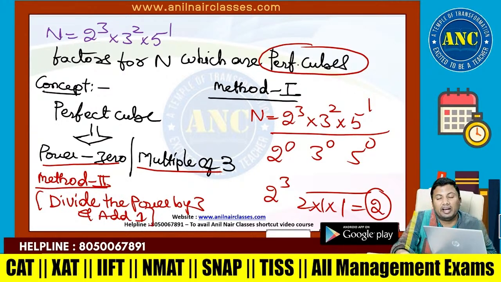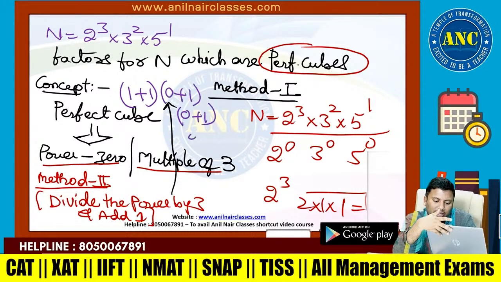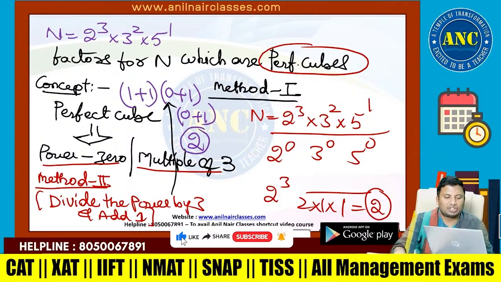Why are we dividing the power by 3? Perfect cube means power should be a multiple of 3. Why are we adding 1? Because anything power 0 is 1, and 1 is a perfect cube. Divide the power by 3 and add 1. So this will become 3 by 3 is 1 plus 1, 2 by 3 is 0 plus 1, 1 by 3 is 0 plus 1. 2 into 1 into 1. Answer is 2.